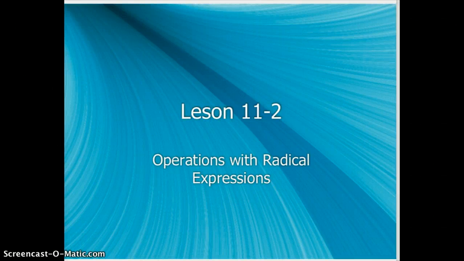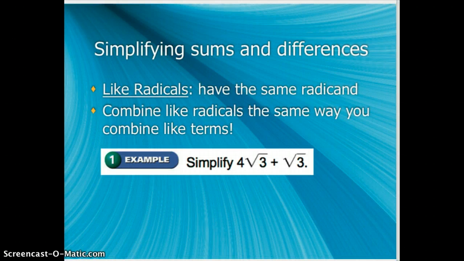Okay, today we're going to learn how to do operations with radical expressions like add, subtract, multiply, and divide them. One thing that's really helpful to note is that like radicals are radicals that have the same radicand. Remember, radicand is just the number underneath the radical. When you're trying to combine like radicals, you combine them the same way you combine like terms.